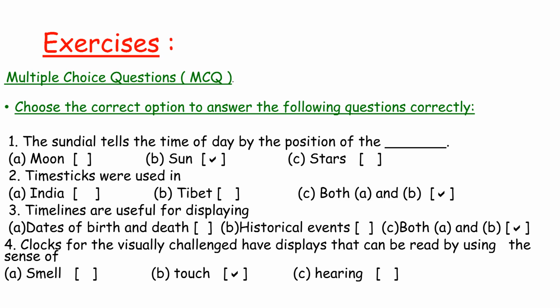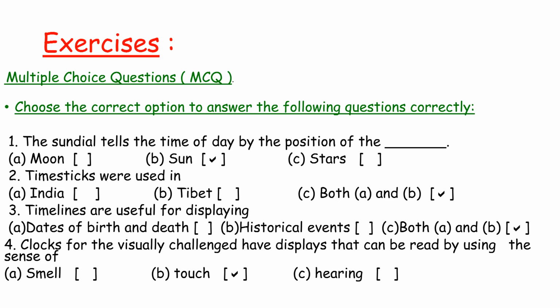Lines are useful for displaying. The options are dates of birth and death, historical events, both A and B. And the correct answer is both A and B. It means both dates of birth and death and historical events.